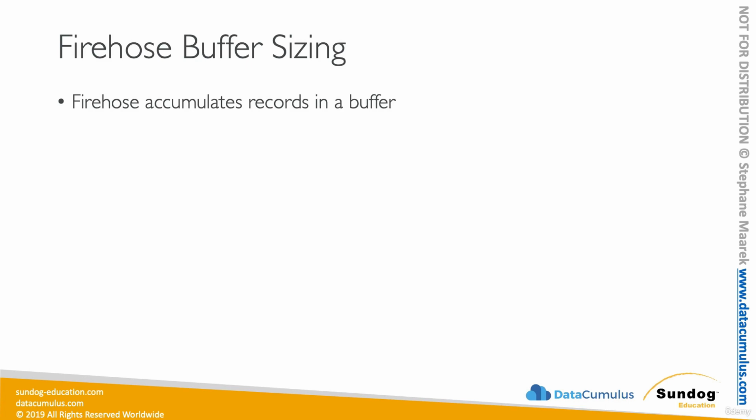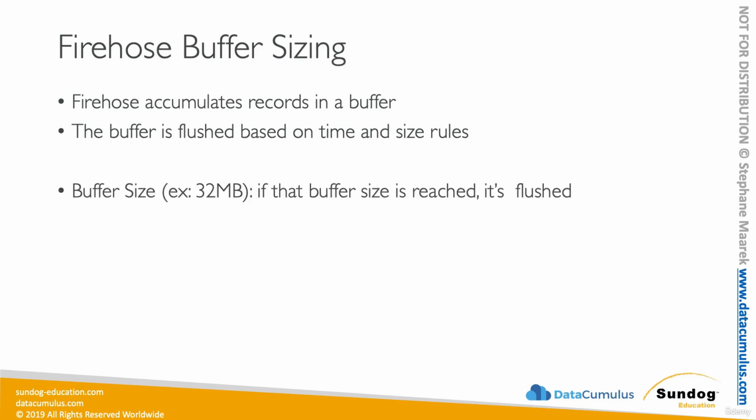And that buffer, hence its name, is not flushed all the time. It's flushed based on some rules. It's based on time and size rules. So we need to define a buffer size. For example, 32 megabytes. That means that if you have enough data from the source that reach and fill a buffer size of 32 megabytes, then automatically it's going to be flushed.